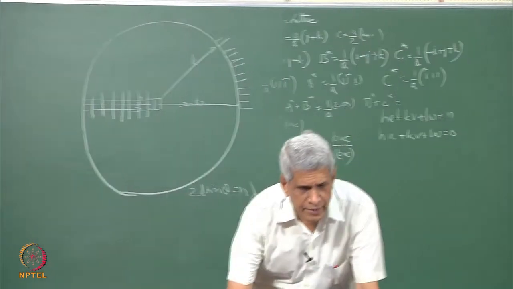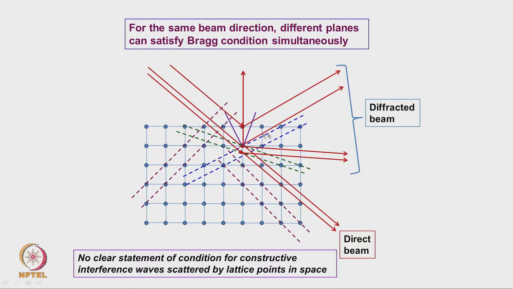This is the direction in which the beam is coming. In this lattice, you can consider planes like this, you can consider planes in this way, various directions you can have in the planes. So, whichever planes, with respect to the beam direction, satisfy the Bragg condition, we are able to get intensity maxima.